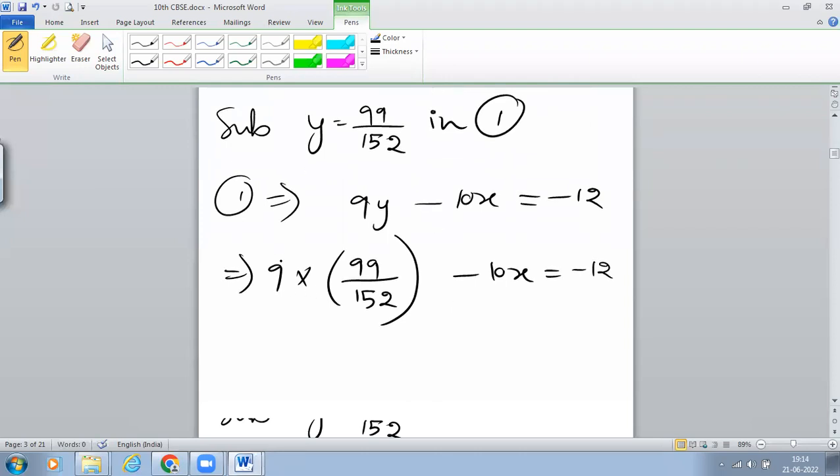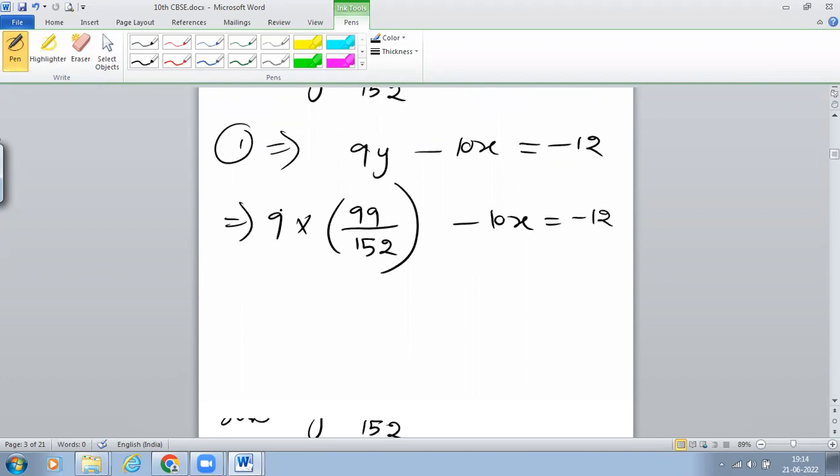Now see here, 9 and 152 have no common factor. We cannot cancel 9 and 152, so we directly multiply 9 with the 99 in the numerator. What is 9 into 99? 891. Very good. Which implies 891 by 152 minus 10x is equal to minus 12.